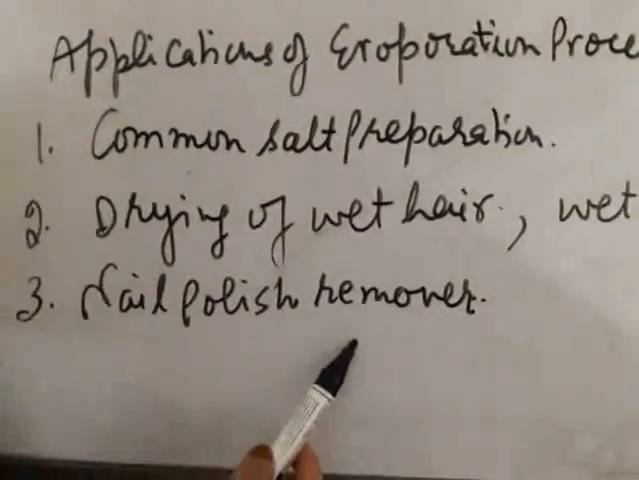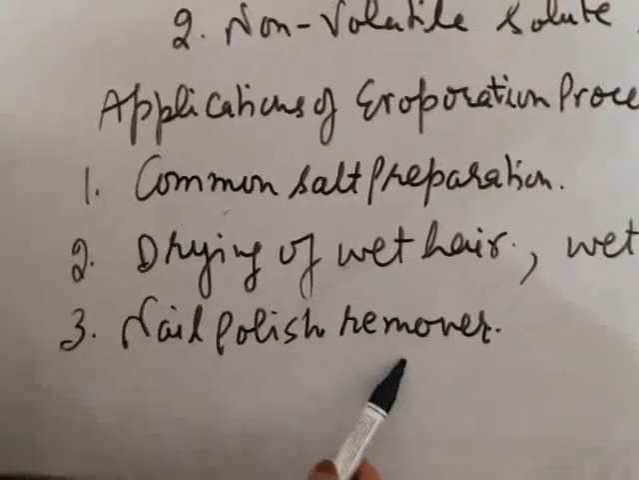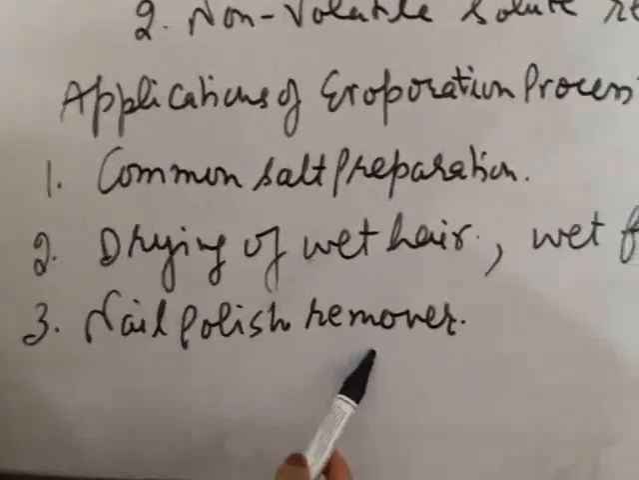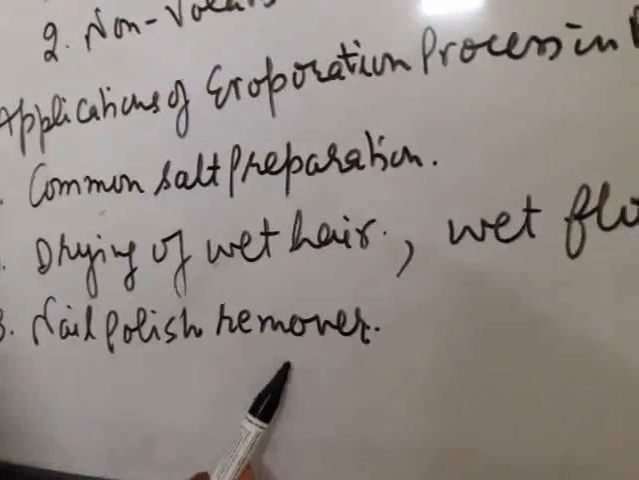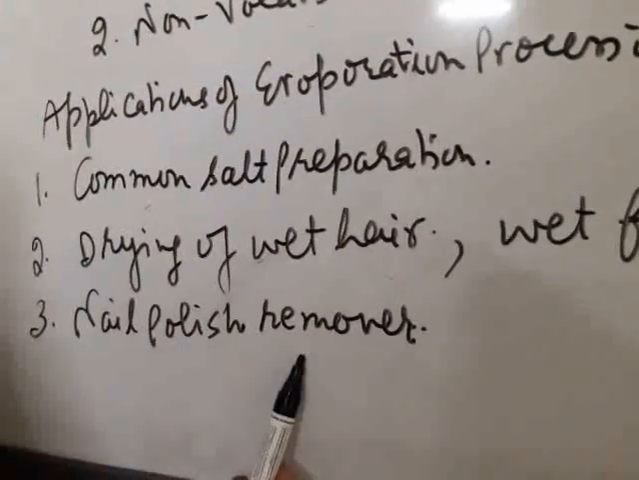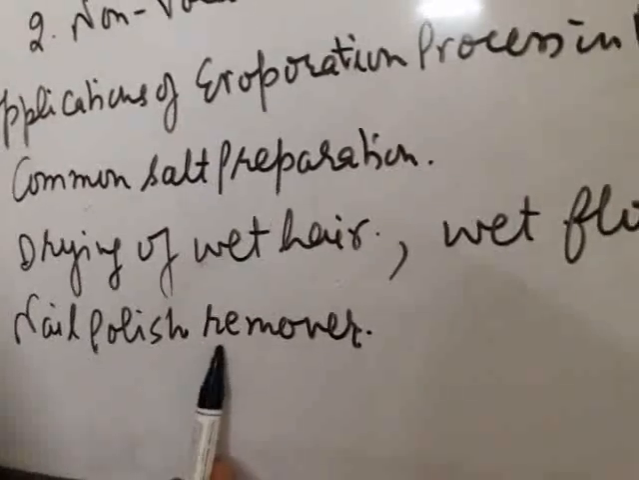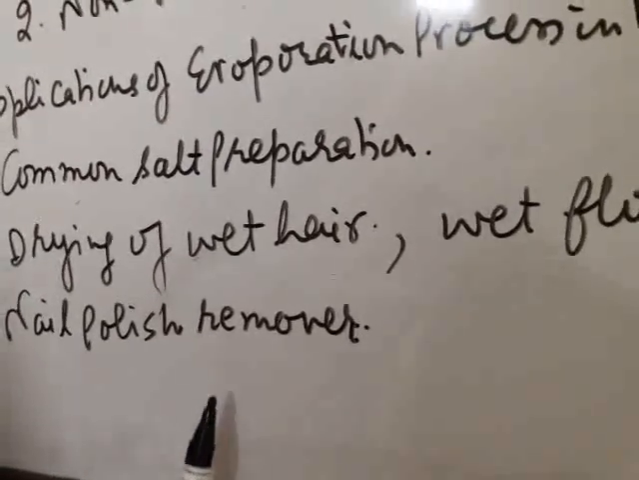Nail polish remover. In nail polish remover, the volatile substance is acetone, it will evaporate, and the non-volatile substance is the color, which is present in nail polish, that remains on the nails. Thank you.